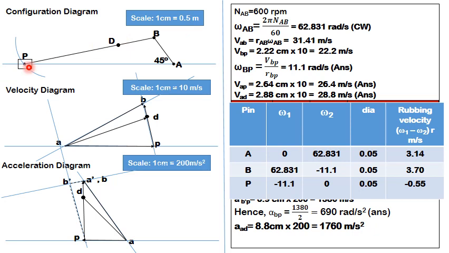For last one, P, the BP is rotating in anti-clockwise direction with angular velocity of minus 11.1 radians per second, and the slider is not rotating actually. The slider is moving horizontally only, so that's why omega 2 is 0 and diameter of the pin is 0.05, and the answer for velocity of rubbing of pin P is minus 0.55 meter per second. So these are the last things which have been asked in the problem statement. You need to determine the velocity of rubbing for pin A, B, and P. And that's the end of this problem.